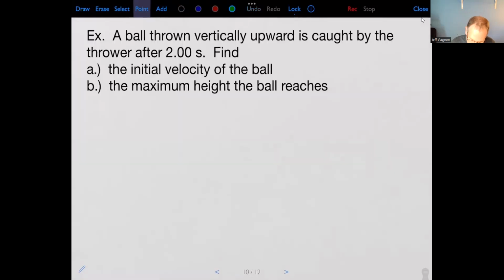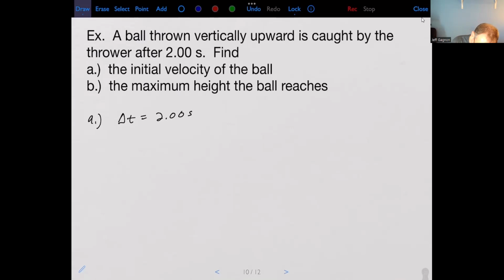Another example. A ball is thrown vertically upward and caught by the thrower after 2 seconds, right? So 2 seconds is the entire time, the time of flight, the entire time that the ball was in the air. Find the initial velocity of the ball, and then also find the maximum height that the ball reaches. Okay, so what do we know? We know that the total time delta t is 2 seconds.